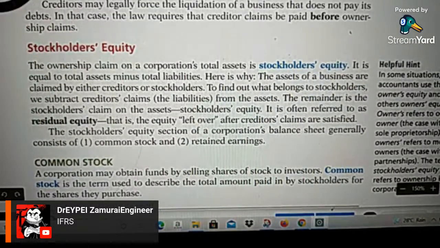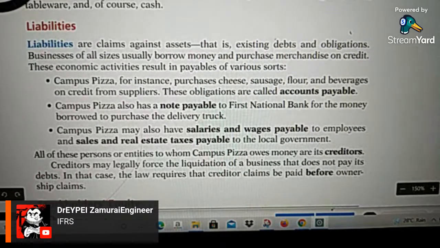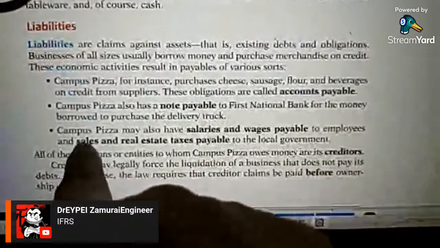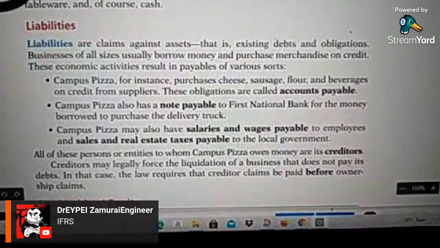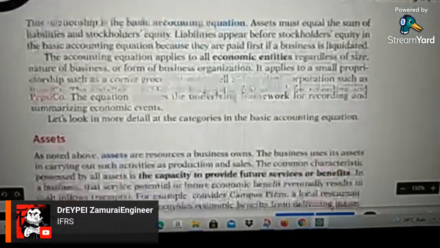So what are the terminologies associated with liabilities? Accounts payable, notes payable, salaries and wages payable, sales and real estate taxes payable. Those are payables. They are called liabilities. So those are the terminologies associated with liabilities. How about those terminologies associated with assets?